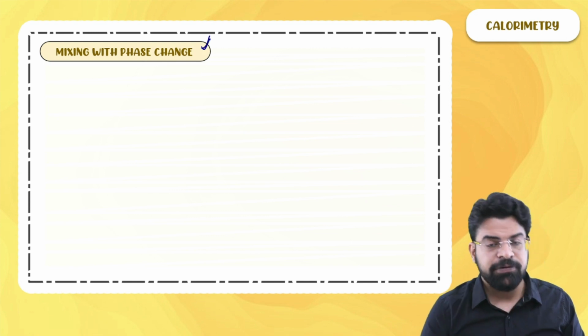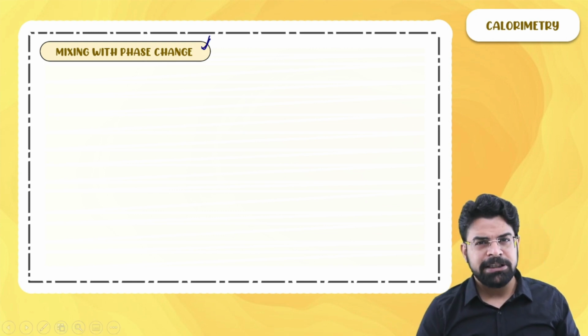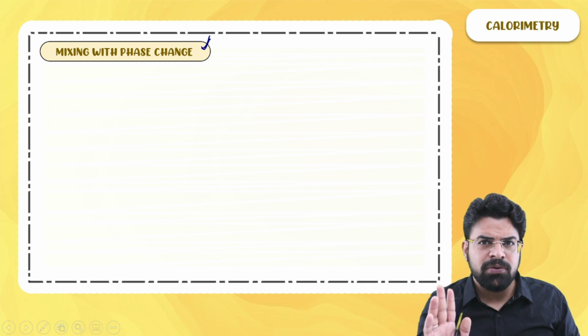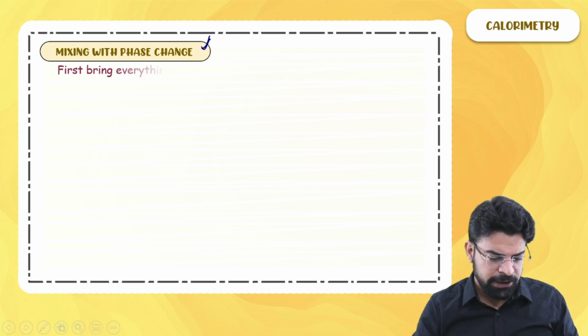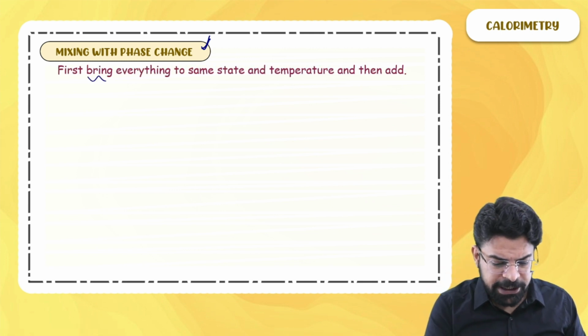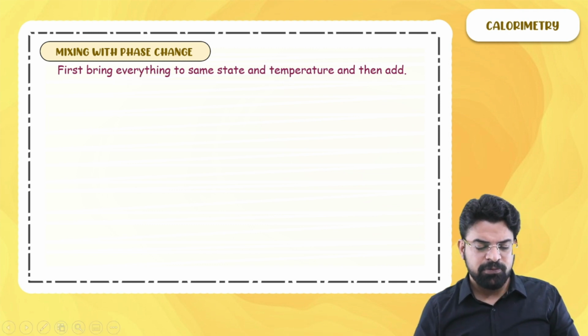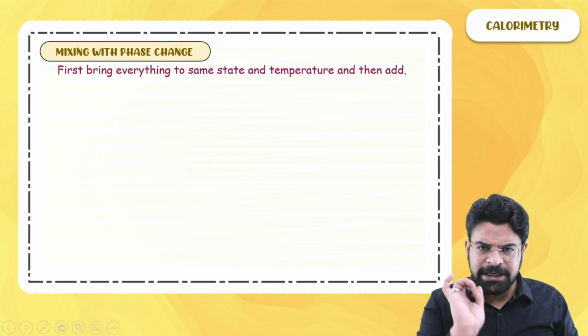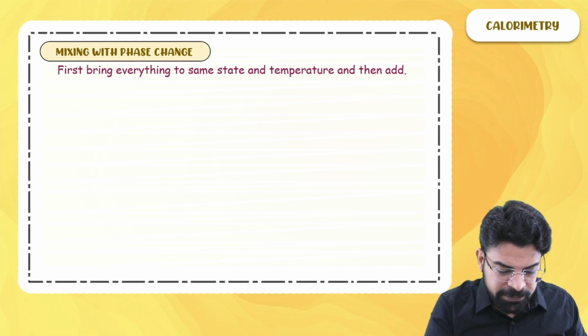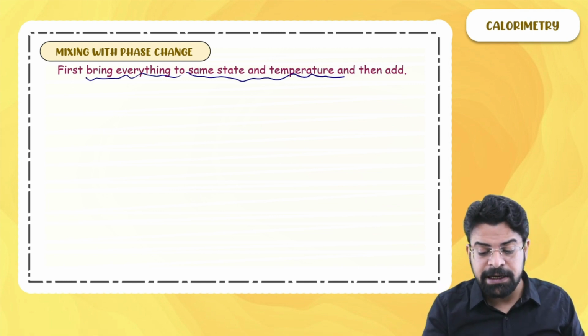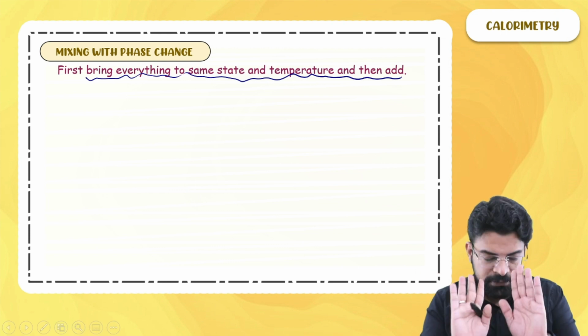So, mixing with phase change. What is the meaning of mixing with phase change? I will start to elaborate it with one example only. First bring everything to the same state and temperature and then add up. What is the meaning of this? Just keep this statement in mind. First bring everything to the same state and temperature and then add them up.